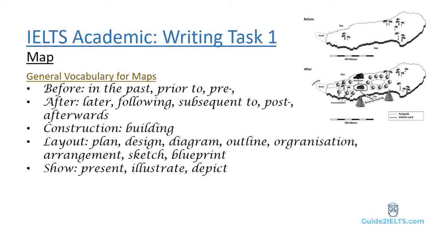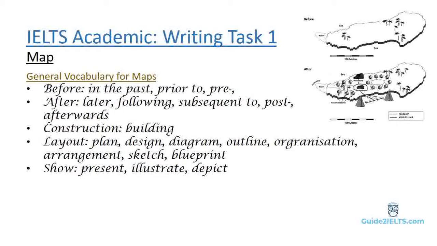When writing a report for maps, certain words and phrases that can be used are listed here, some of which have been used in our writing too. Before, prior to, in the past, pre, after, later, following, subsequent to, afterwards. Construction and building we've mentioned before, but that's part of the general vocabulary. Layout, plan, design, diagram, outline, organization, arrangement, sketch, even blueprint if the second map is about future planning.